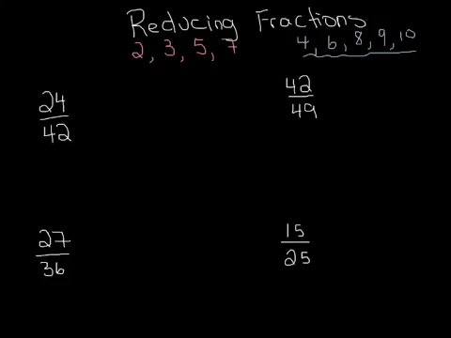So for example, this first one, 24 over 42. If I was a student who wasn't very good at division, I would look at this and go, well, I know they're both even, so I know I can divide both by 2. It's an easy number to divide by. It's just cutting it in half. So that's going to equal 12 over 21.